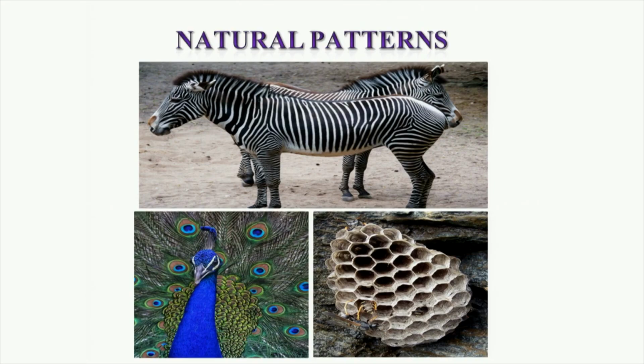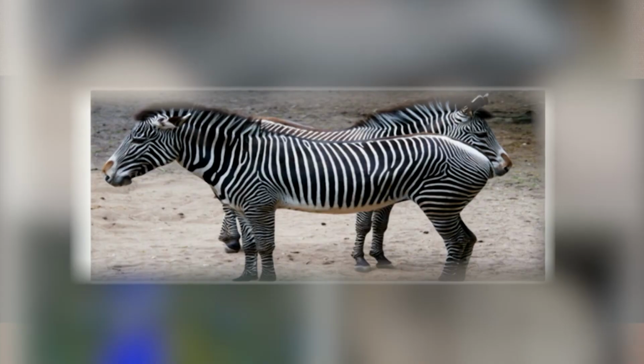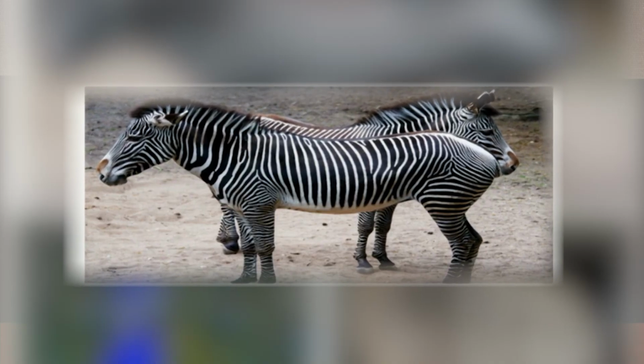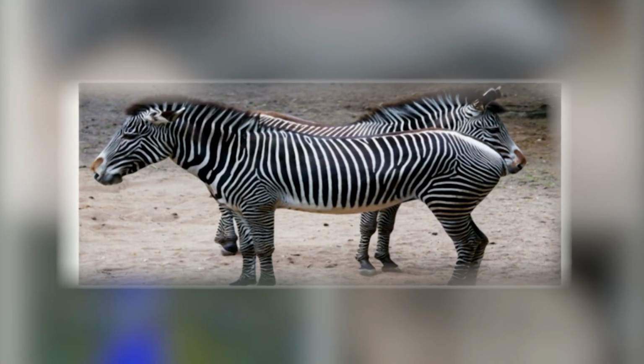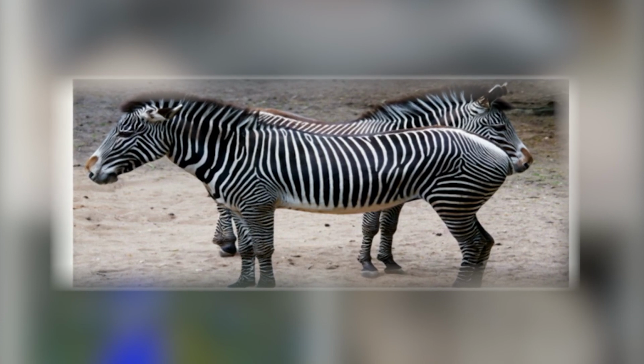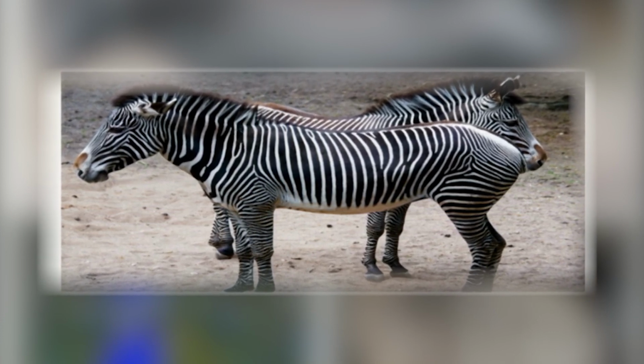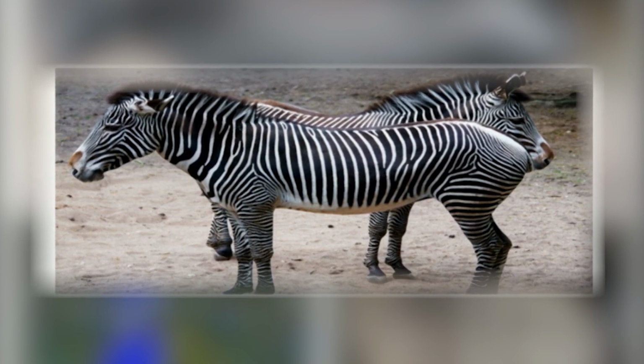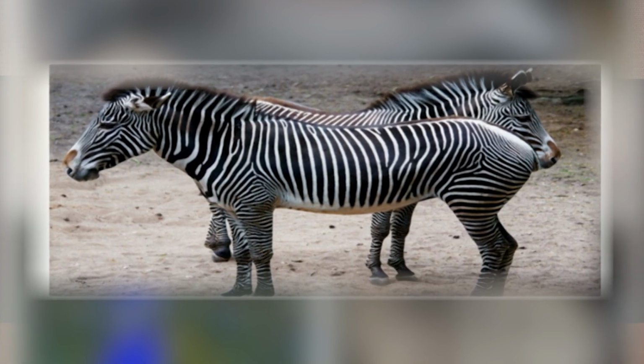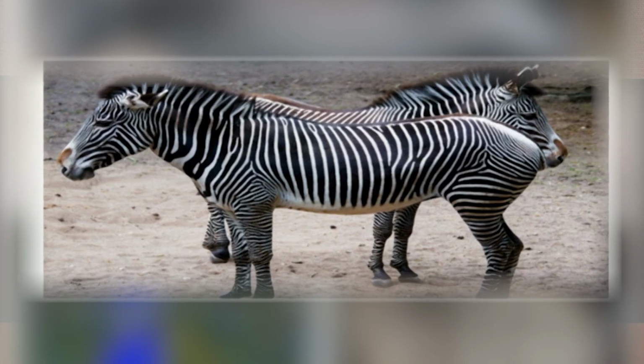Start with this picture. Here I have shown you some pictures. First picture is of zebra. Can you see a pattern on the body of the zebra? There are some stripes on the body of the zebra. One stripe is white, another is black, then again white, then black. So you can see a pattern of white and black stripes.